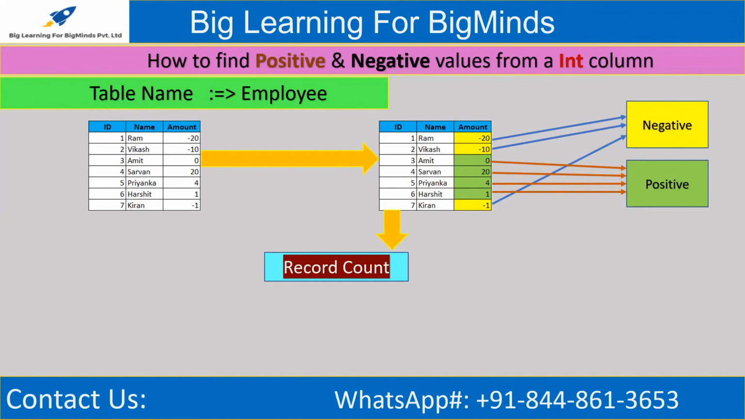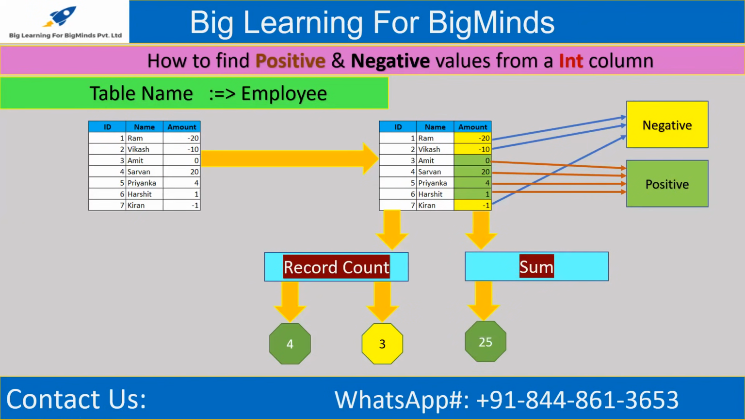The positive record count would be 4, like 0, 20, 4 and 1. You can see 4 values are positive. And the negatives are 3: minus 20, minus 10 and minus 1. So the record count for negatives is 3. Now let's see the sum. The sum is 25 for positive values and minus 31 for negative values. This is what we have to achieve using the SQL query. So let's move to the SQL Server side and learn how we can implement the SQL query.